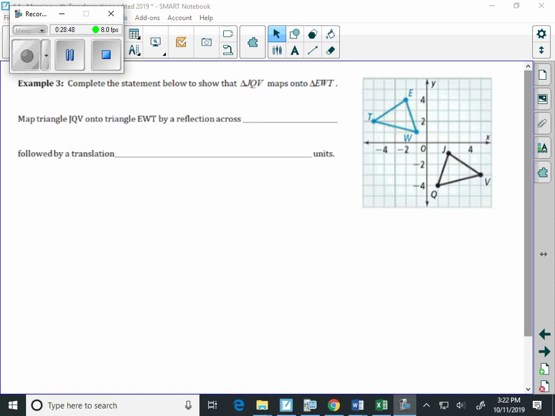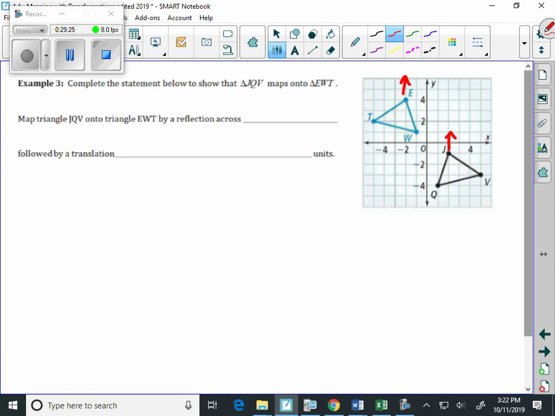Complete the statement below to show that triangle JQB maps onto triangle EWT. Just a reminder that J and E are both in the first spot listed, so they're going to map onto each other. Q and W are going to map onto each other, and V and T are going to map onto each other. So the first thing that I noticed with regard to the J and the E is that these are both pointing up. So the same orientation there, and I would like to keep it that way.